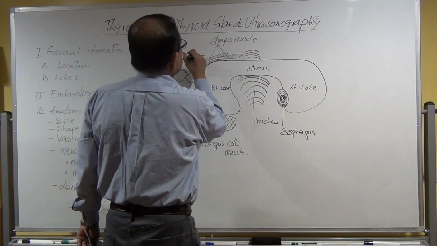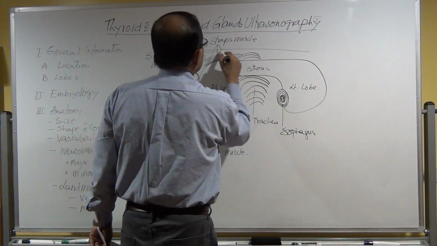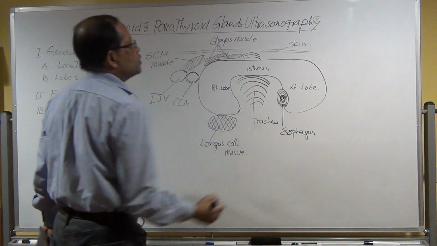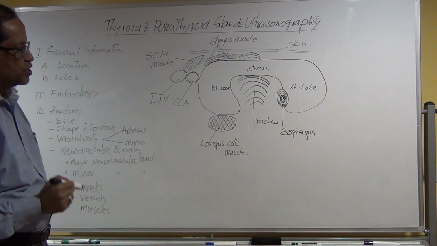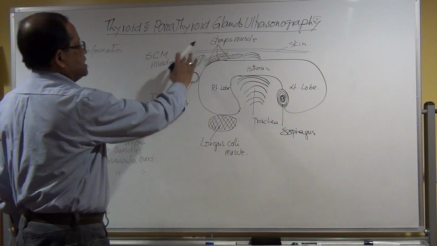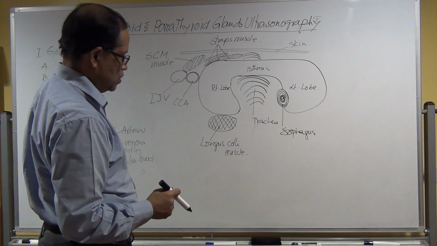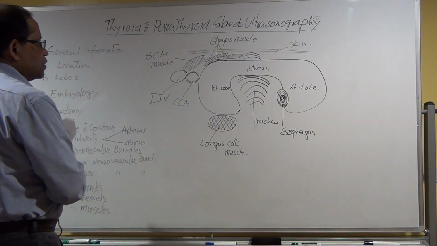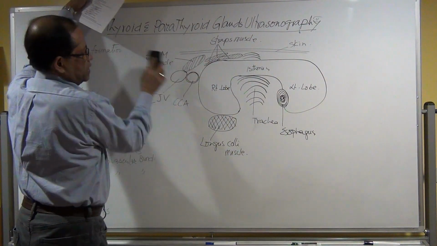And you'll see this is skin. See how superficial the thyroid gland is. It's very superficial. Okay, so these are the major landmarks you need to know. Okay, I will go over the physiology now. You got it?